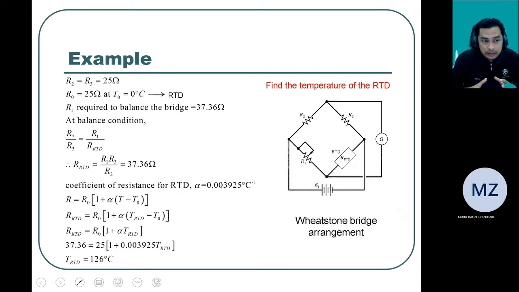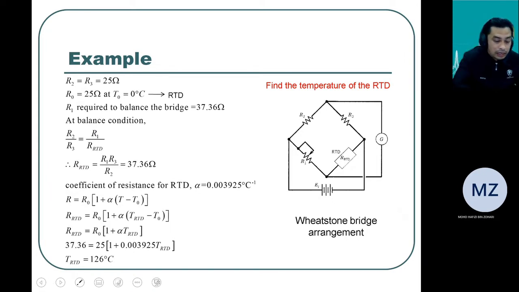126. So if I ask you, this is something that you have to think about. We know the sensitivity is: small input will give very big output. Input small, output big. So for this case, how to make it more sensitive? In other words, we want to make sure that a small increase of temperature will give a big increment of resistance, because we measure the resistance, right?